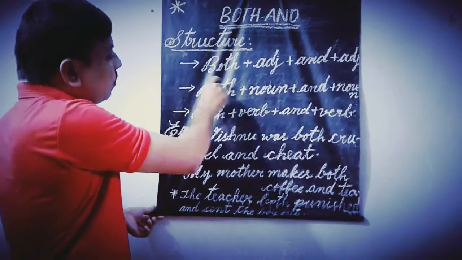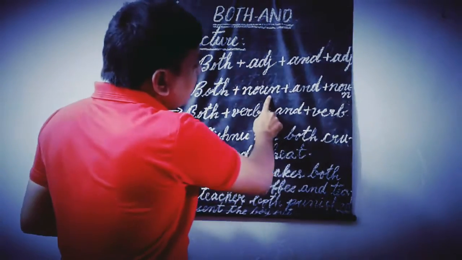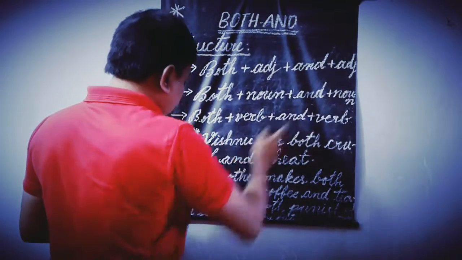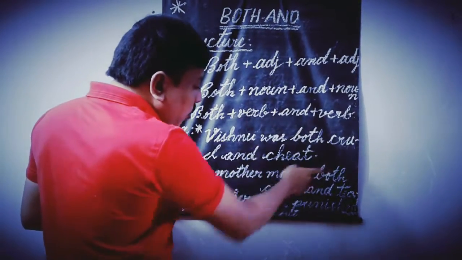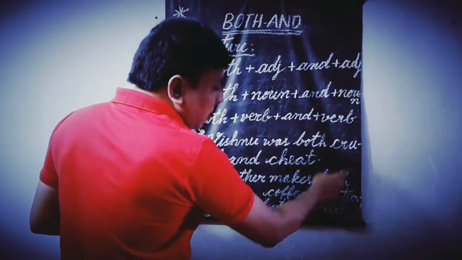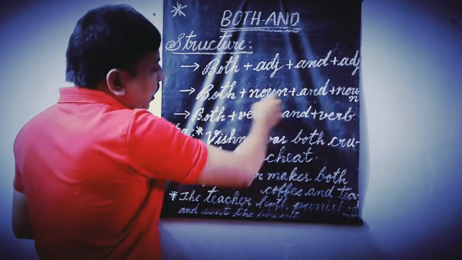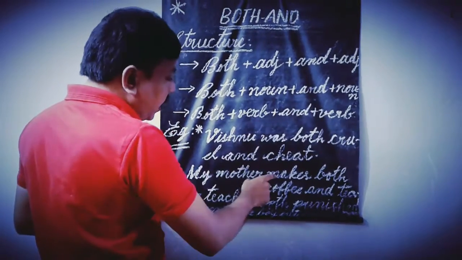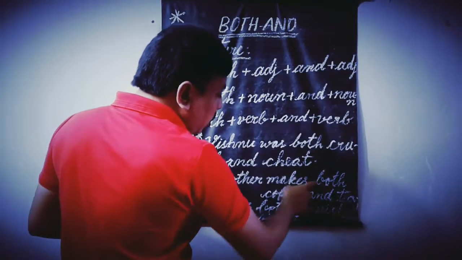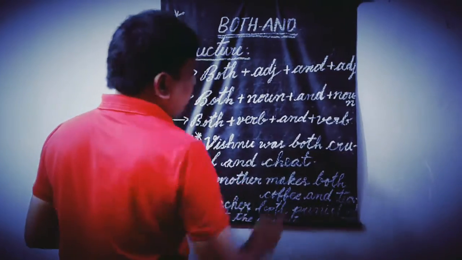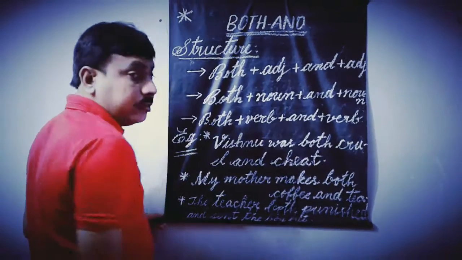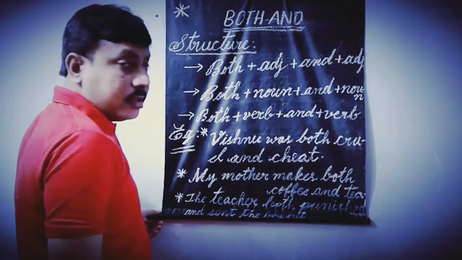Now let us take second one. Both plus noun plus and plus noun. My mother makes both coffee and tea. Here, according to this structure, we can write this one. My mother makes both coffee and tea. By using this structure, we have written the second example.